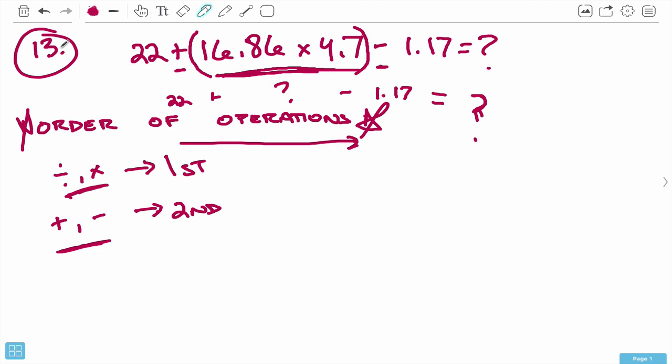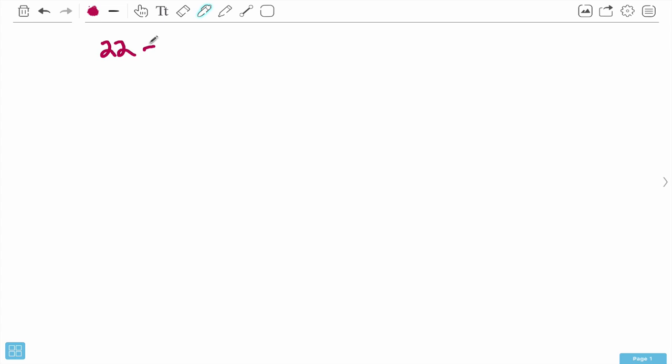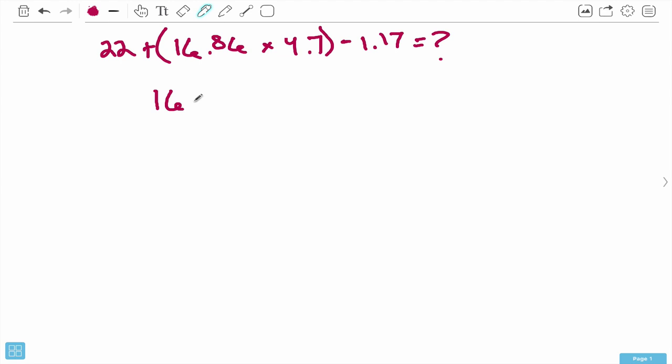So we'll rewrite it. All right, 22 plus 16.86 times 4.7 minus 1.17 equals what? So remember, we're going to start right here. We're going to start working on this. So if we go back, we go 16.86 times 4.7. Remember, with multiplication and division, we don't need to line the decimal points up. We just need to have it like this, and then just do basic multiplication.